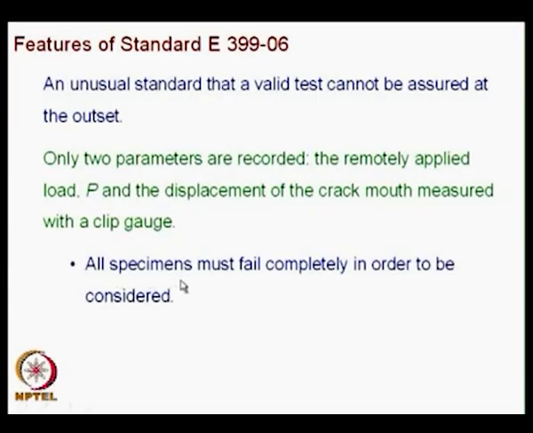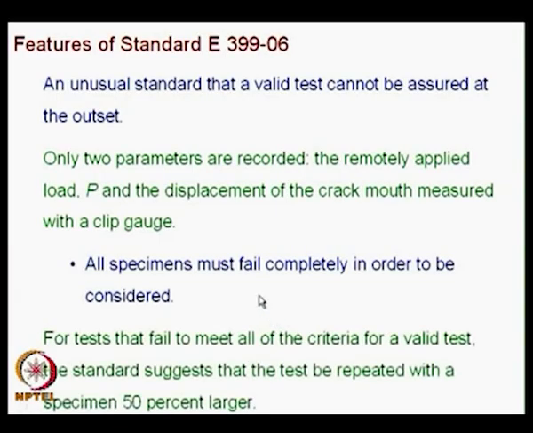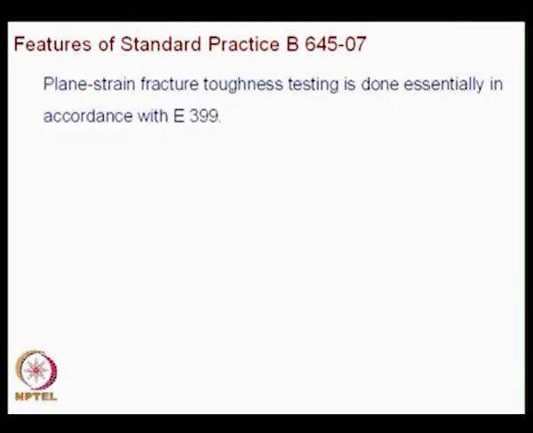And we have also noted that all specimens must fail completely in order to be considered. Suppose the test becomes invalid, that is a possibility, because it does not guarantee that the test would be final. For tests that fail to meet all of the criteria for a valid test, the standard suggests that the test be repeated with a specimen 50% larger in thickness. Based on the thickness, all other dimensions are fixed. So, you will have to go for this kind of change in thickness and redo the test. So, you have certain difficulties in E399.